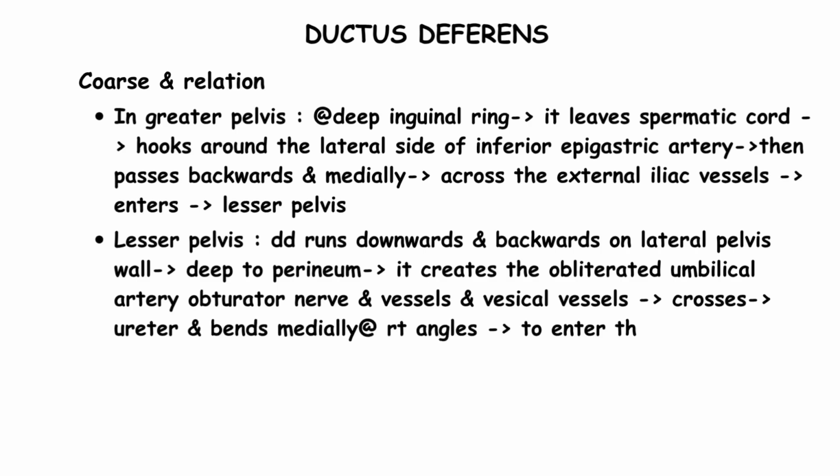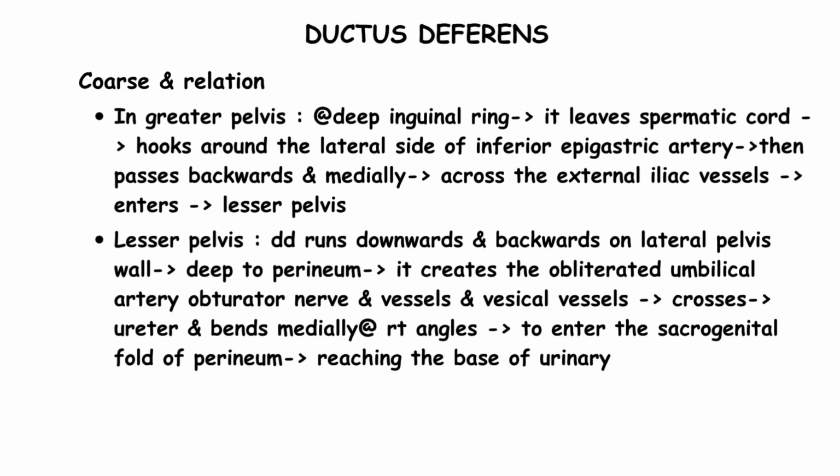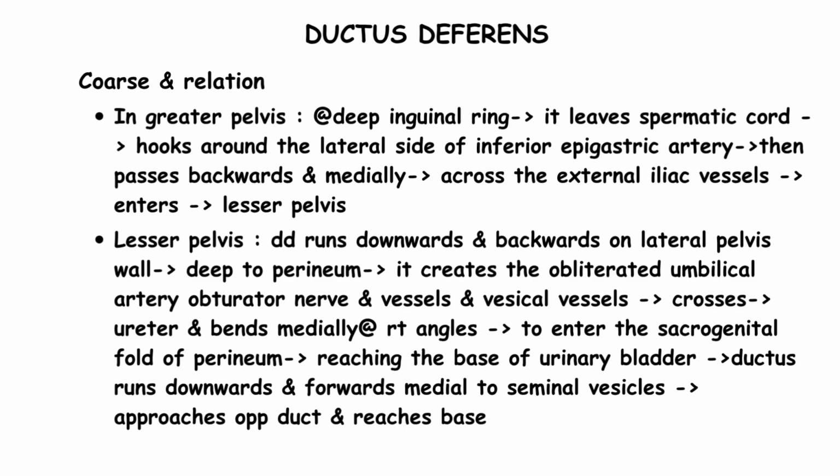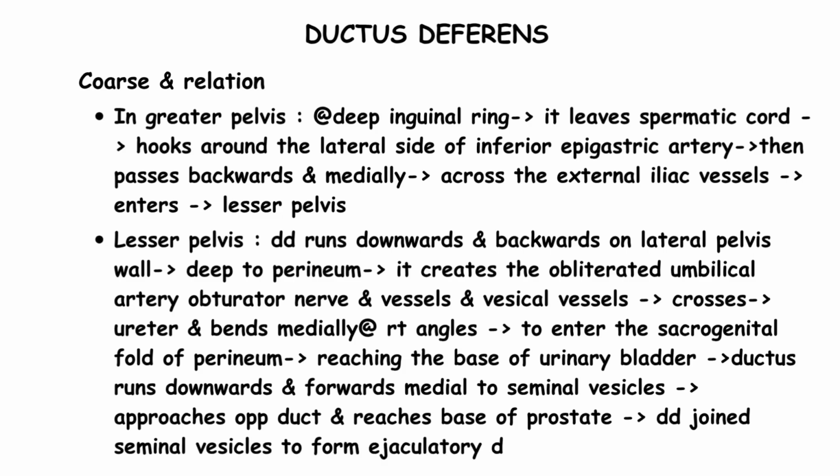In the lesser pelvis, ductus deferens runs downwards and backwards on the lateral pelvic wall. Deep to the peritoneum, it crosses the obliterated umbilical artery, obturator nerves and vessels and vesical vessels. It crosses the ureter and bends medially at right angles to enter the sacrogenital fold of peritoneum, reaching the base of the urinary bladder, where the ductus runs downwards and forwards medial to the seminal vesicles, approaches the opposite duct and reaches the base of the prostate.